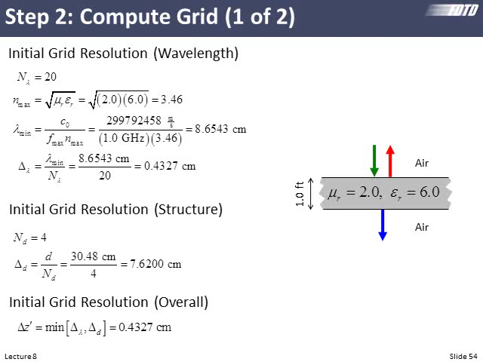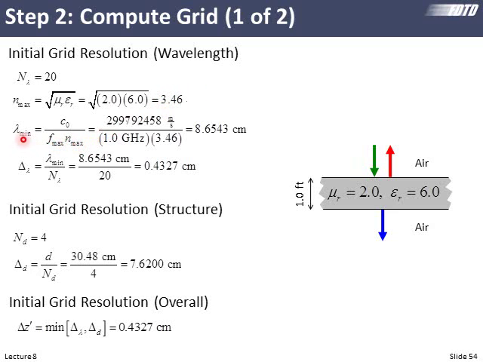So the first thing in MATLAB is calculating the grid. Well, for accurate results, let's say we want to resolve the minimum wavelength with 20 cells. So what we'll do is we'll calculate the maximum refractive index. So the maximum permeability and permittivity are 2 and 6. So the maximum refractive index will be 3.46.